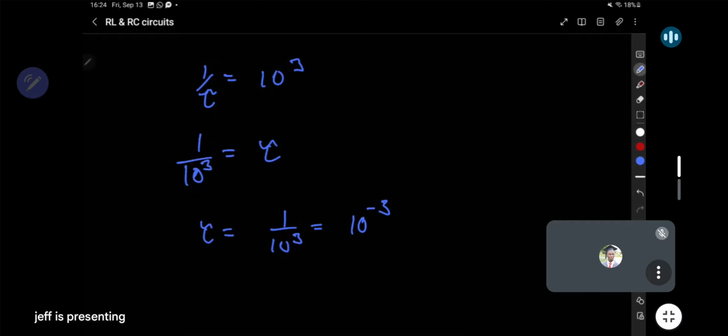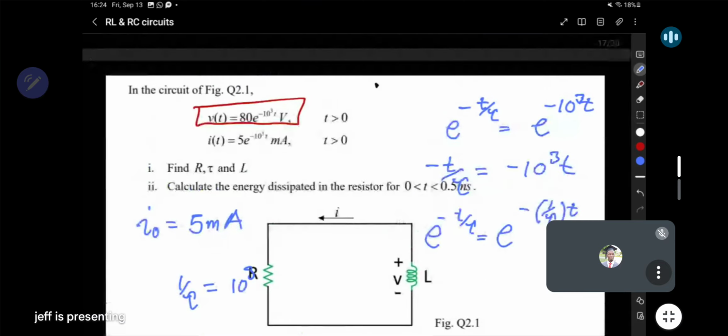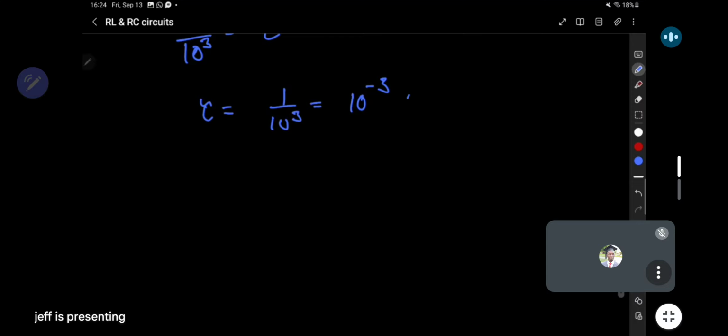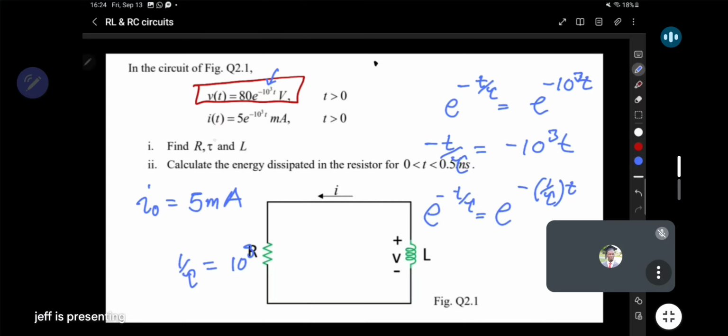And remember, when the time constant is used in this expression, it comes with units of seconds. So this must have standard units, so we'll give it the units of seconds as the time constant. So once the time constant is sorted out, we have figured out just what the time constant is. We still have to get what R is.